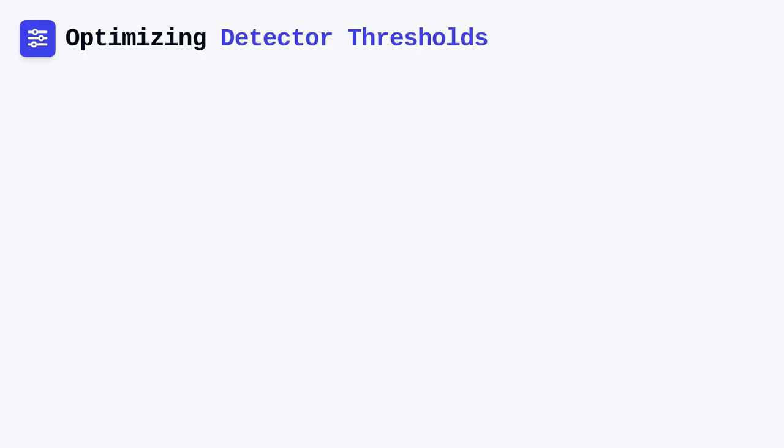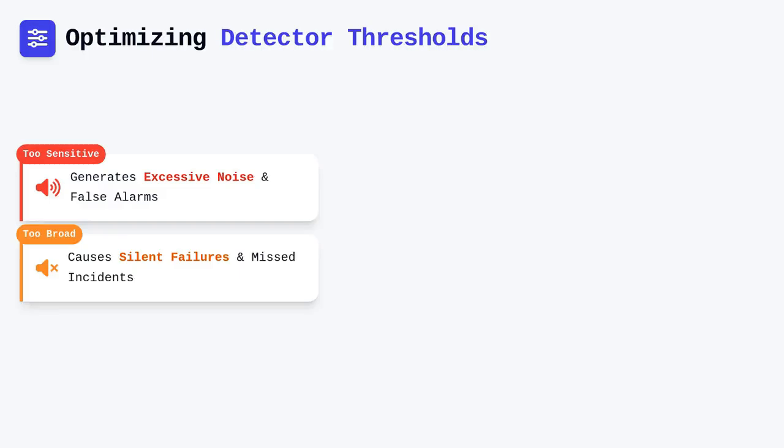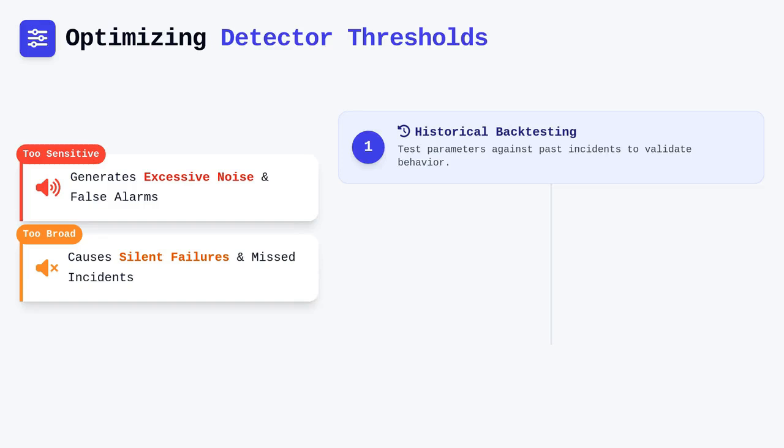Faulty threshold configuration often sits at the root of what users perceive as platform errors, but these are typically issues in how the detector parameters were initially defined. When a detector is too sensitive, it generates noise, while overly broad thresholds result in silent failures. You should rigorously test your detectors against historical time ranges to see how they would have behaved during past incidents.